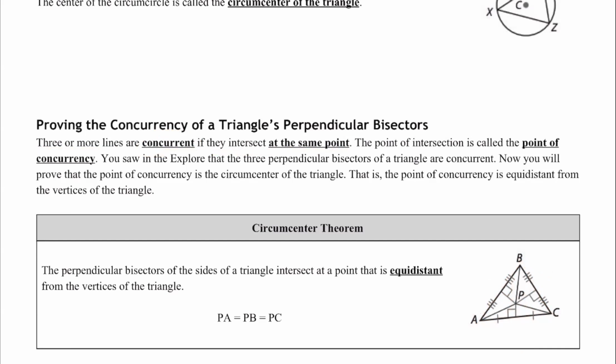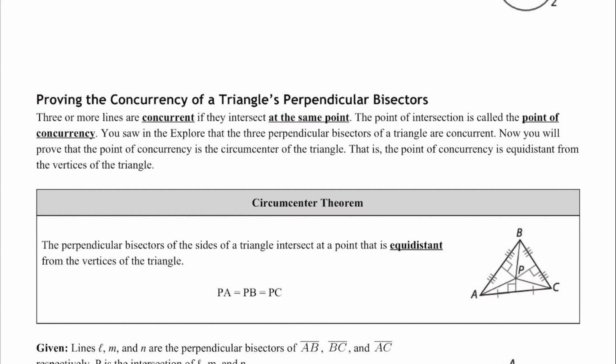If we're in class, we would actually learn to draw this and show that it intersects at a single point. Using a compass, we'll measure from point P to each of the vertices, and we'll find that PA is equal to PB is equal to PC. All right. So the perpendicular bisectors of the sides of the triangle intersect at a point that is equidistant from the vertices of the triangle. That is called the circumcenter theorem.